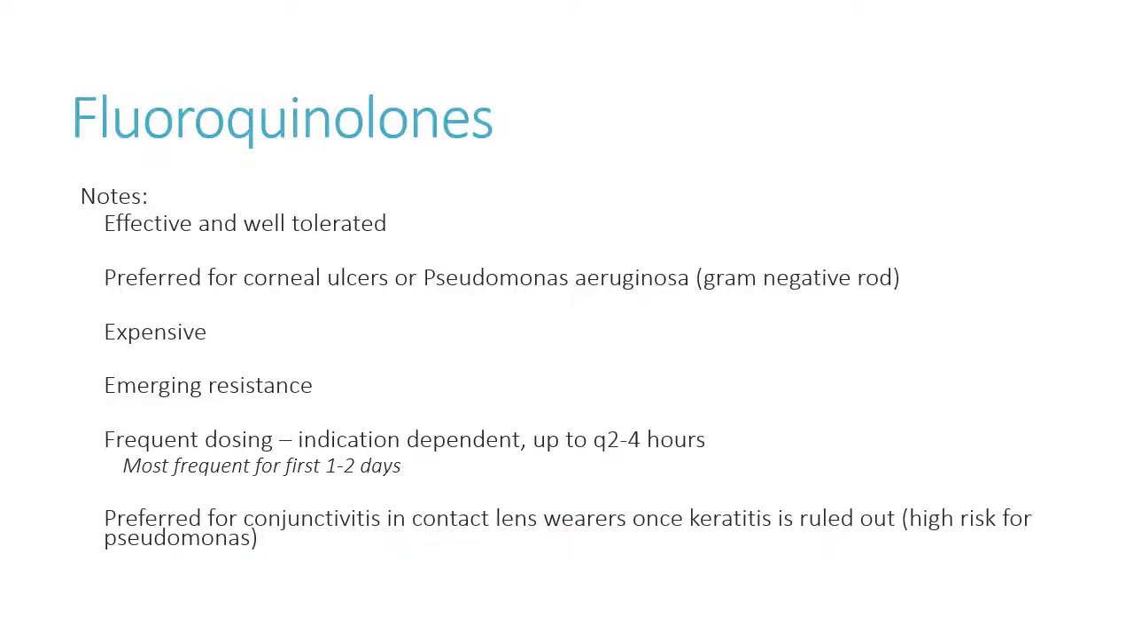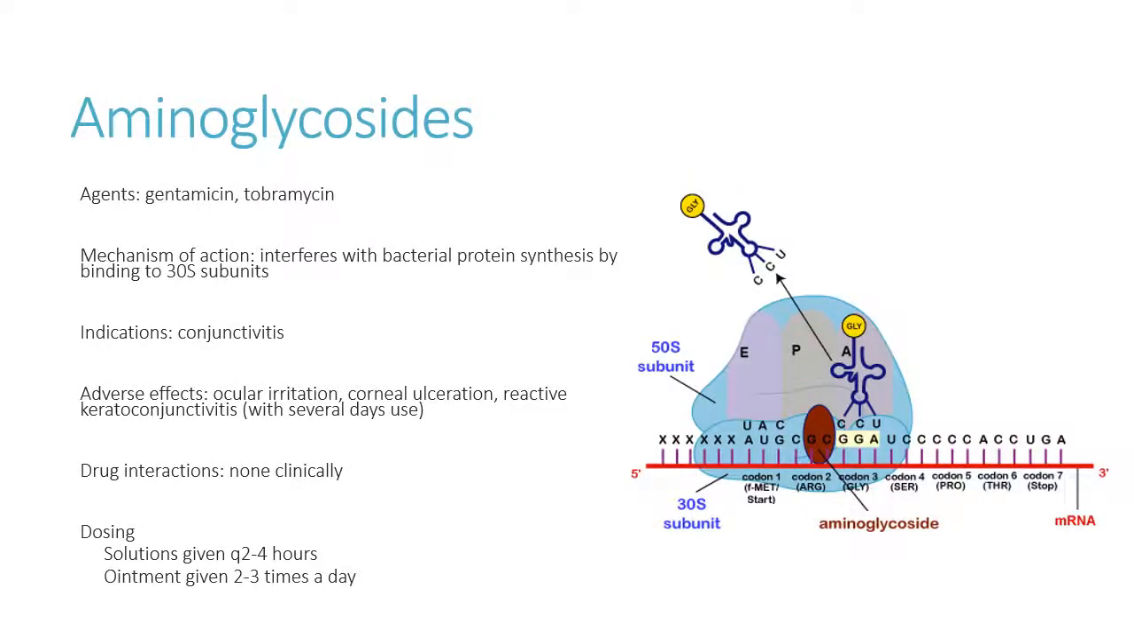Again, contact lens wearers, this is going to be a preferred agent for them in most cases until you rule out other things. Okay, we also have our aminoglycosides. Most common ones you run into are gentamicin by far, and then you also have tobramycin. Anyone know where you do use gentamicin eye ointment frequently? Any particular subset of patient? Specific age of patient?